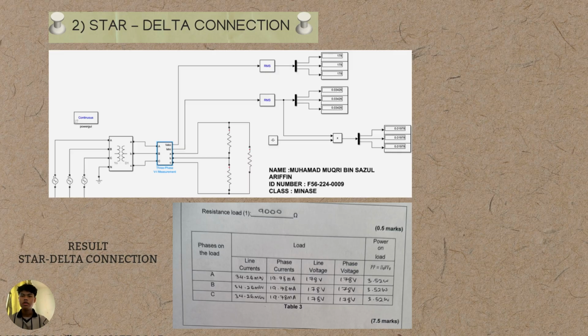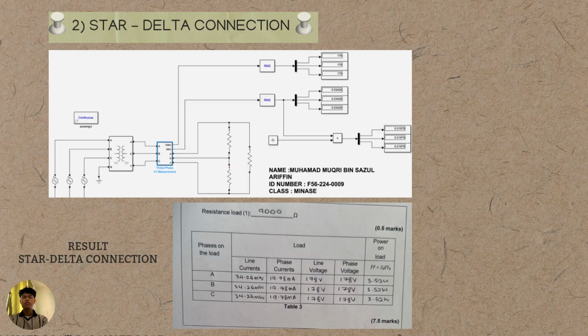loading conditions. The results from this part of the experiment confirm the proper function of the star to delta connection. The voltages were stable and consistent across all phases, indicating that the transformer was operating effectively under balanced conditions. This reinforces the theoretical knowledge that we had previously learned in class and provided us with practical confirmation that balanced loading leads to efficient and reliable transformer performance.